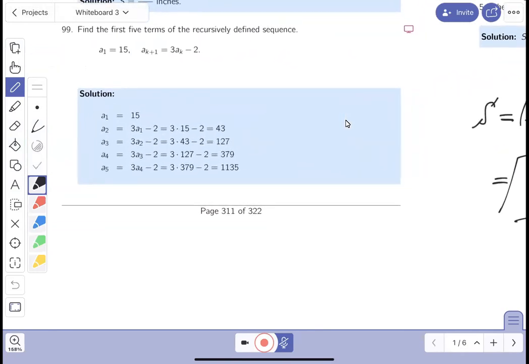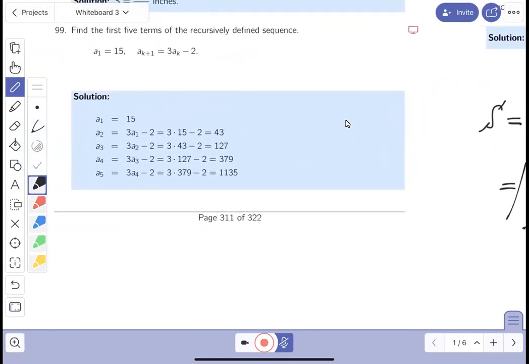All right, I'm looking at it. And what do I notice about this one? It says, find the first 5 terms of the recursively defined sequence. Well, they gave me the first term. It'd be tough to get that wrong. That's 15. All right, that's done. I want to write down A2 though. And I'm using this formula over here to do it. What is it equal to? 3 times A1 minus 2. Well, what's A1? A1 is 15.